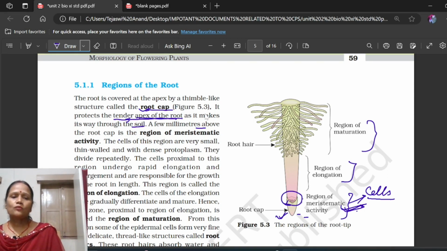They are very small, thin walled, with dense protoplasm. They divide repeatedly. The cells proximal to this region undergo rapid elongation and enlargement and are responsible for the growth of the root in length. So you can understand the elongation of the plant depends upon the root tip and the shoot tip, where maximum division of the cells is taking place. This region is called region of elongation, and the cells of the elongation zone gradually differentiate and mature, and hence the zone proximal to the region of elongation is called region of maturation.